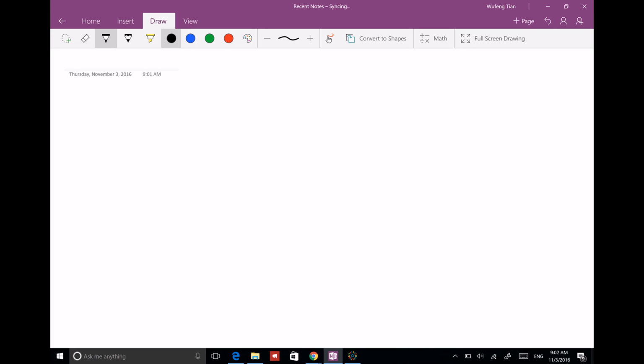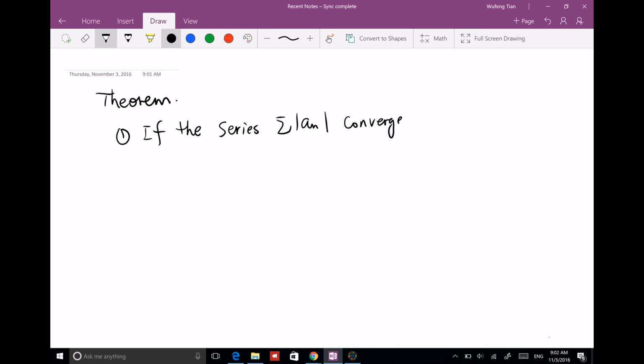We're going to continue on the alternating series. Right, so theorem: if the series of the absolute value of a_n converges, then the series of a_n itself also converges.